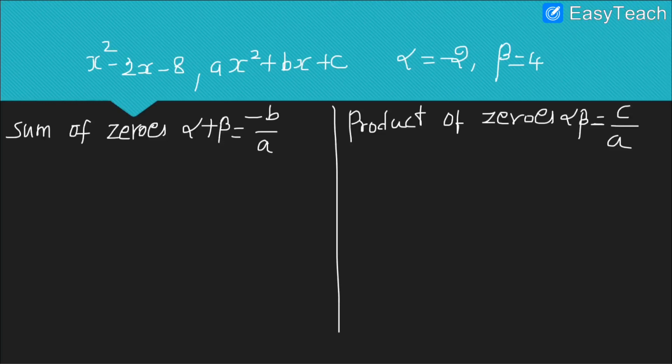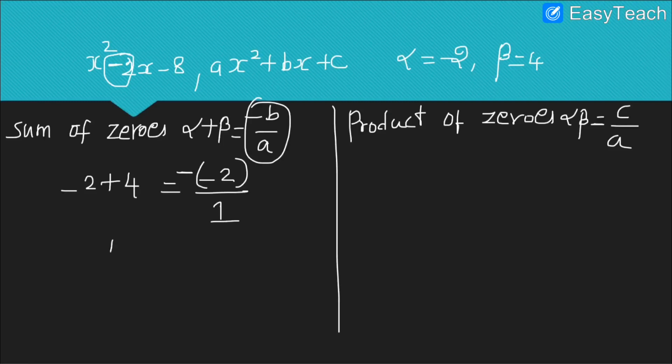So I want to substitute here in the left side first. Alpha plus beta, minus 2 plus 4, which equals minus b by a, which is minus of minus 2 by 1. Sorry, minus of minus 2, since there is already a minus sign in our formula. Okay, we get 2 on the left and 2 here.